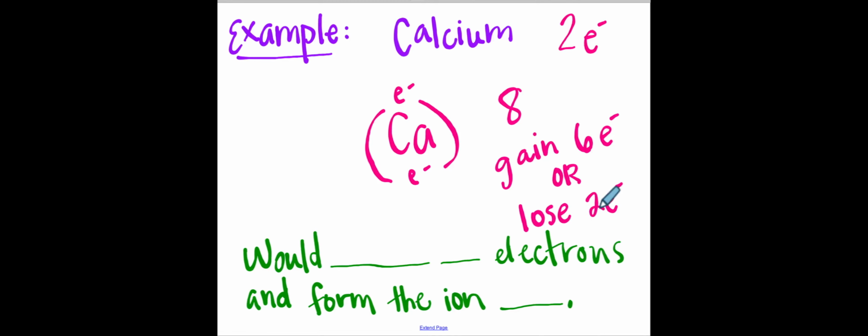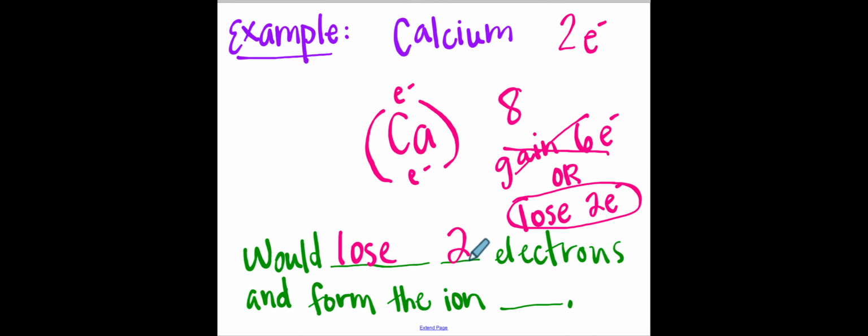So what atoms are going to do is they're going to do what takes the least amount of energy. And it's going to take much less energy to lose 2 electrons. So they're not going to spend all the energy that it would take to gain 6. This atom, calcium, would lose 2 electrons.